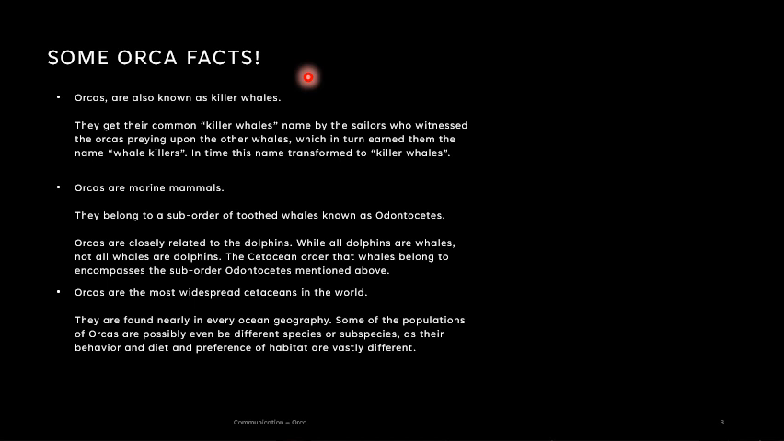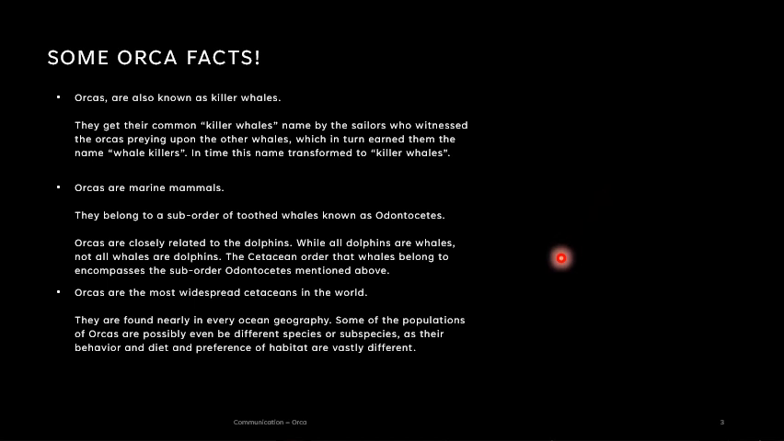Orcas are marine mammals, which means they are mammals that live in the water. They belong to the suborder of toothed whales known as Odontocetids. Orcas are closely related to dolphins. All the dolphins and orcas belong to the cetacean order, which mostly consists of whales and encompasses the suborder where dolphins and orcas belong.